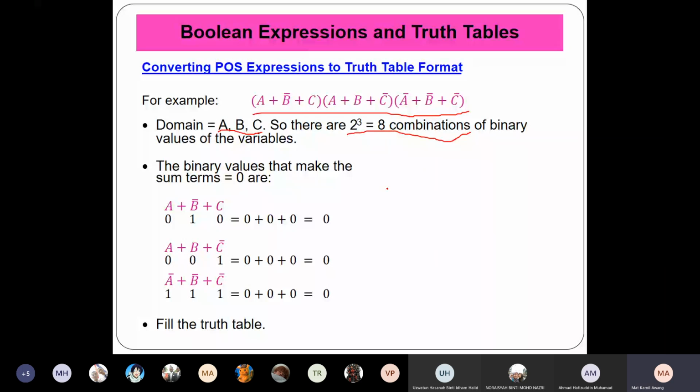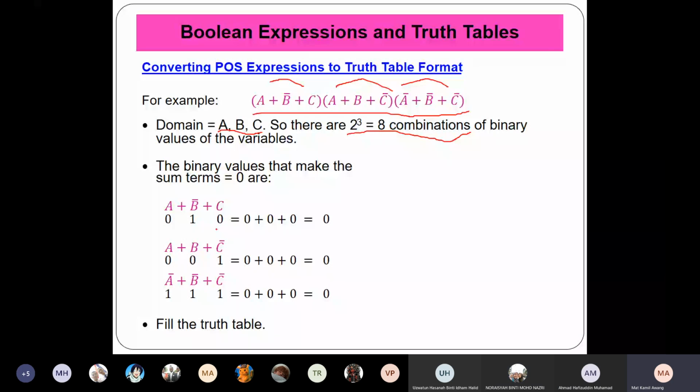Then from there, you find the terms that make it 0. For POS, you find the values which make it 0. So for this to be 0, or this to be 0. The first one, A plus B bar plus C bar. To make it 0, A is 0, B bar is 0, so therefore B is 1 and C is 0.